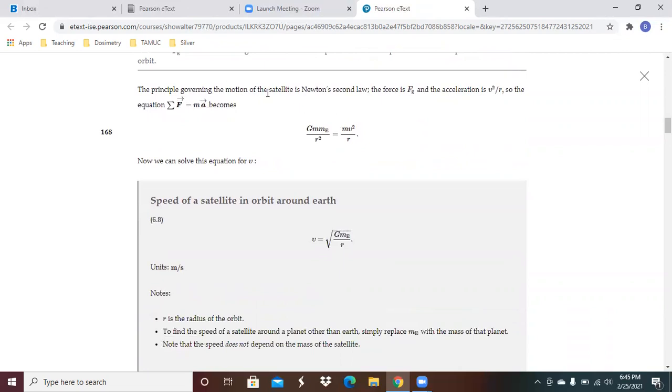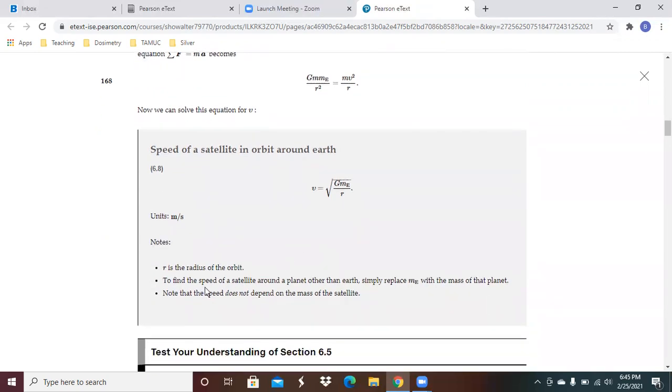The principle governing the motion of the satellite is Newton's second law, F equals ma. So the gravitational force and the acceleration are going to be equal to one another. If you go through and solve for v, this is what you come up with. To find the speed of a satellite around a planet other than Earth, we simply replace this with the mass of that planet.